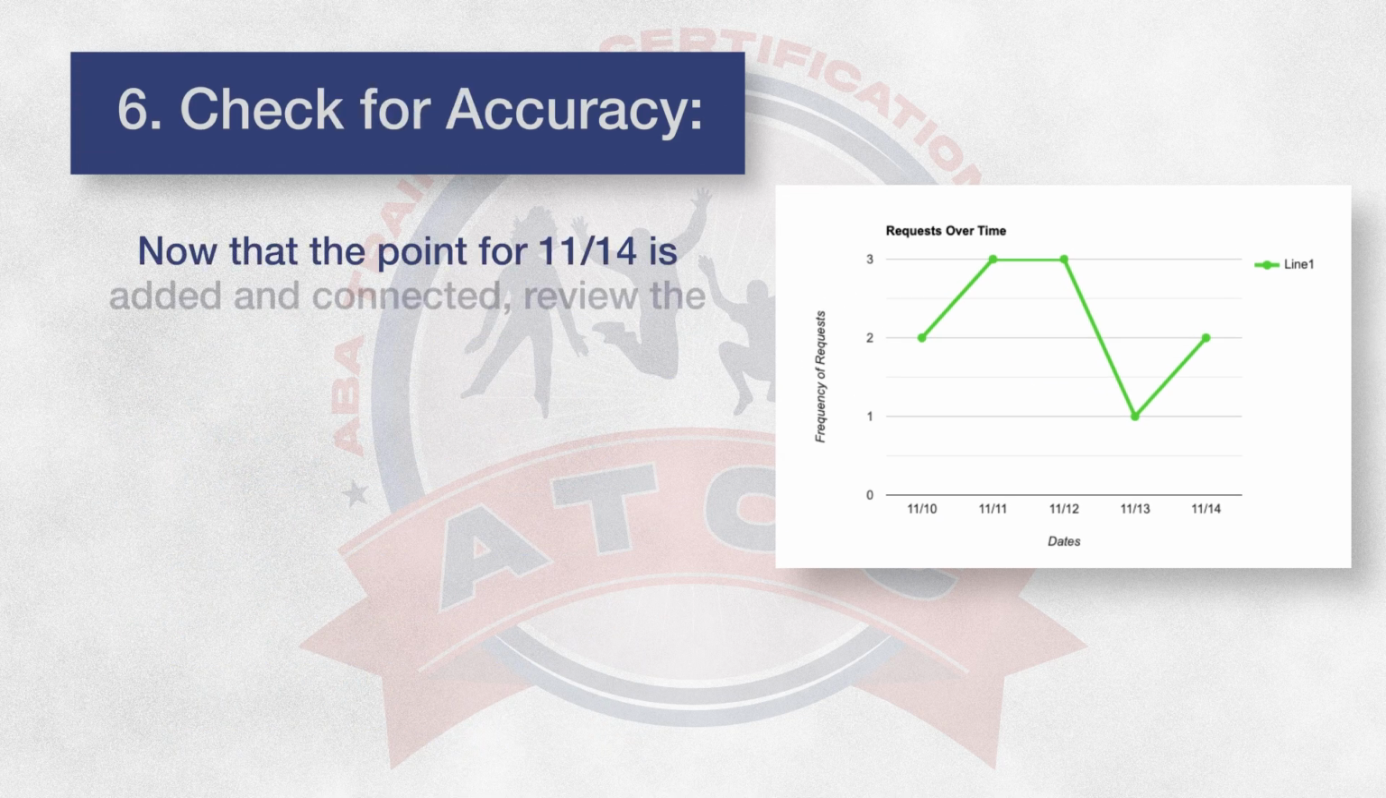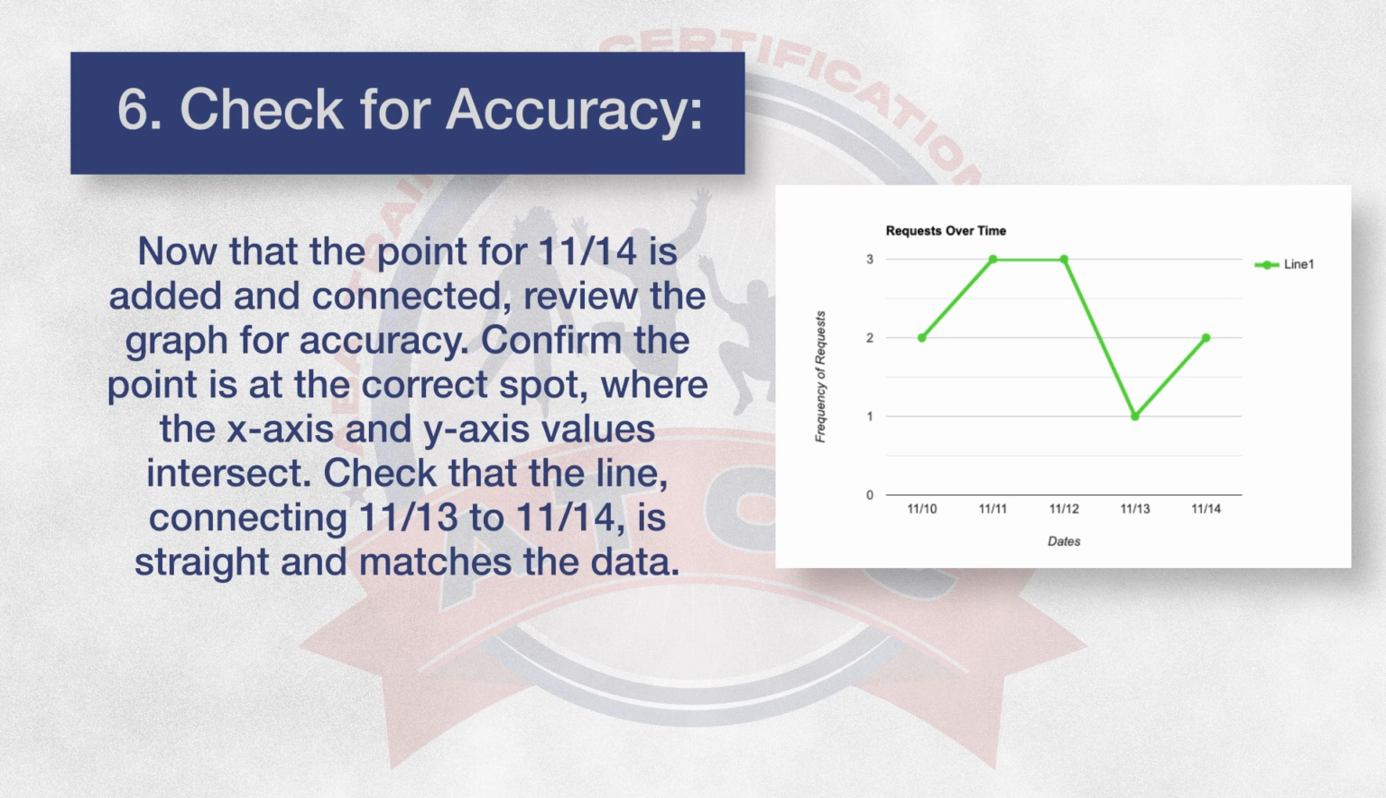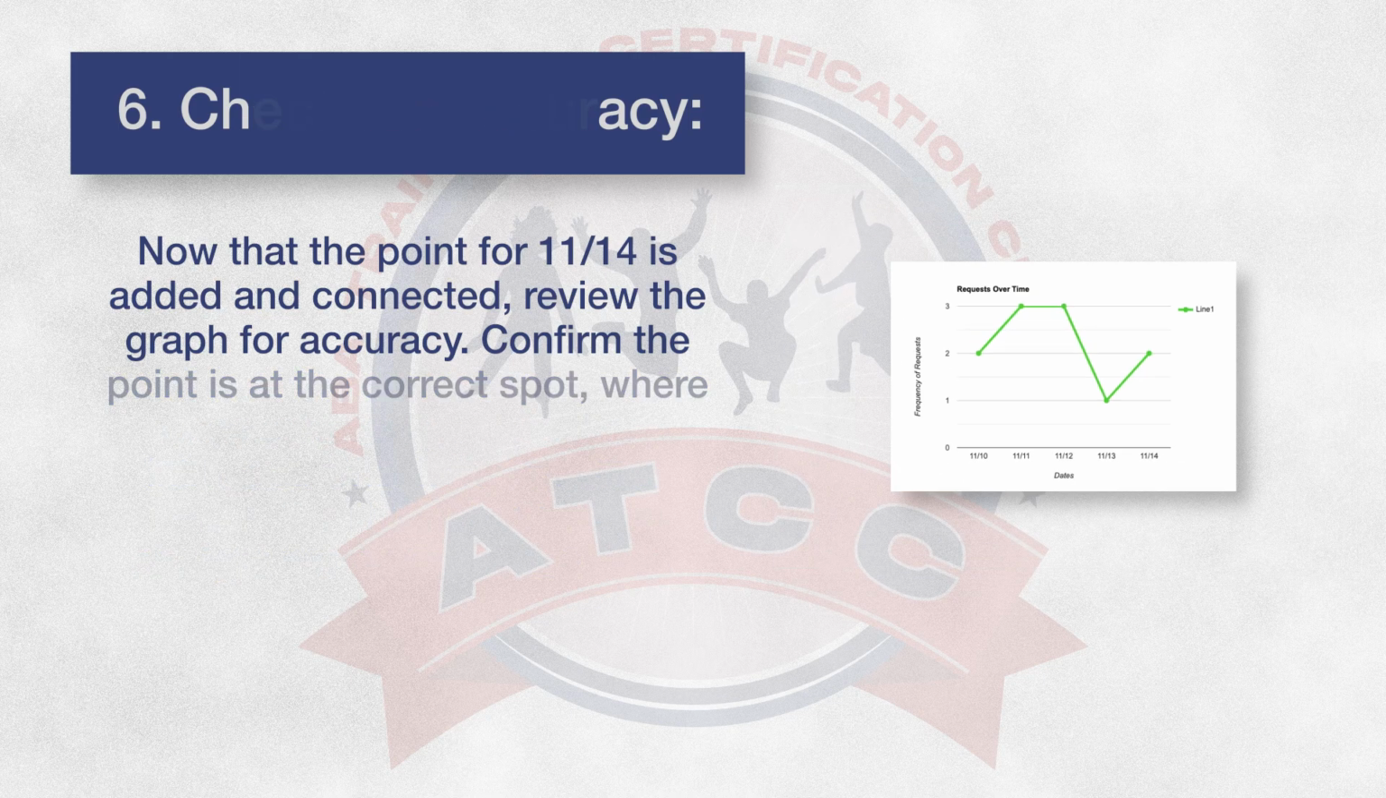6. Check for accuracy. Now that the point for 1114 is added and connected, review the graph for accuracy. Confirm the point is at the correct spot where the x-axis and y-axis values intersect. Check that the line connecting 1113 to 1114 is straight and matches the data.